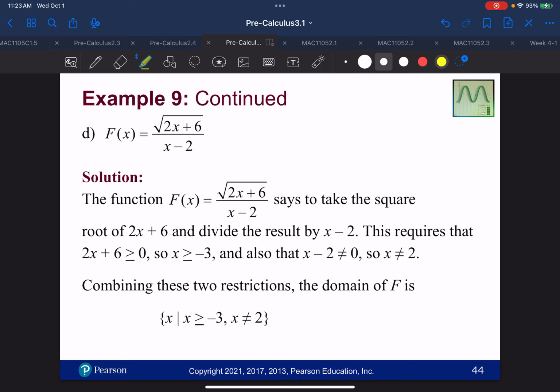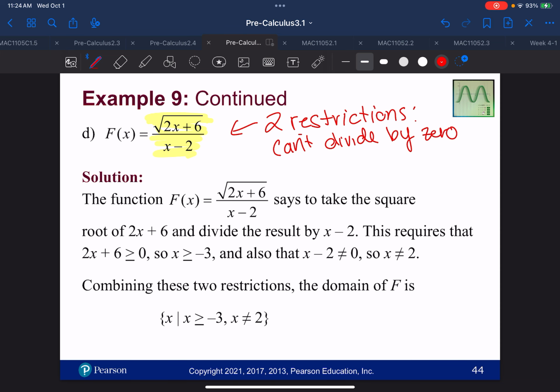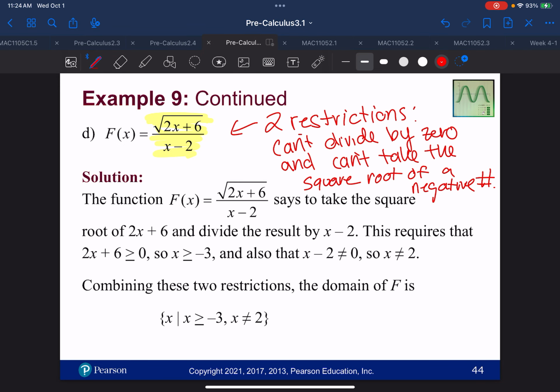Okay, so for this one, you're going to have 2 restrictions. Can't divide by 0, and can't take the square root of a negative number. So I need to account for both of those.